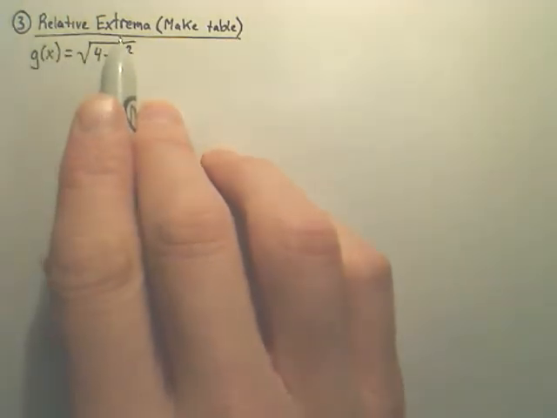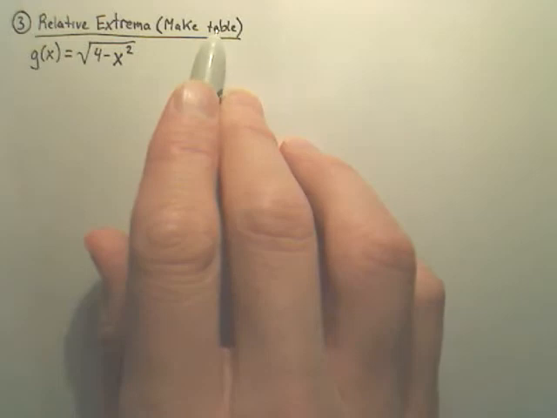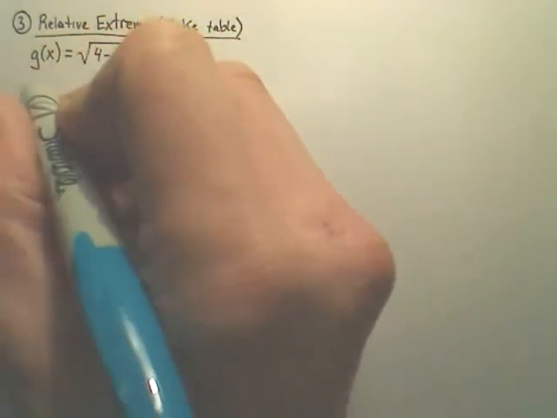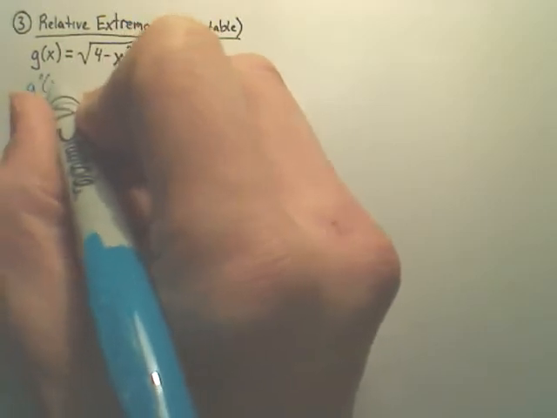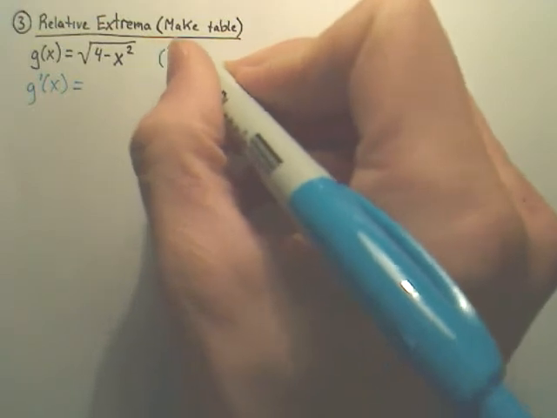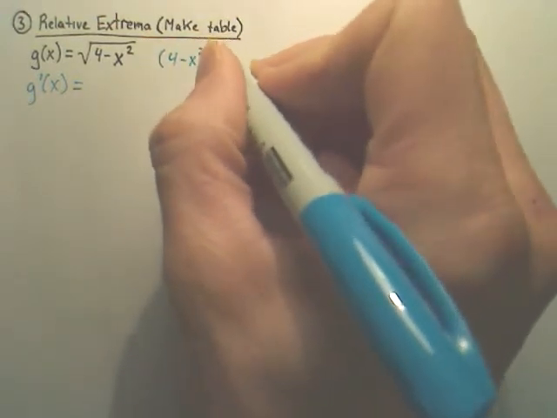Let's find the relative extrema, maxes or mins. Make a table, find the intervals of increasing, decreasing. First thing, find the derivative. And you might want to rewrite this as 4 minus x squared to the 1/2.